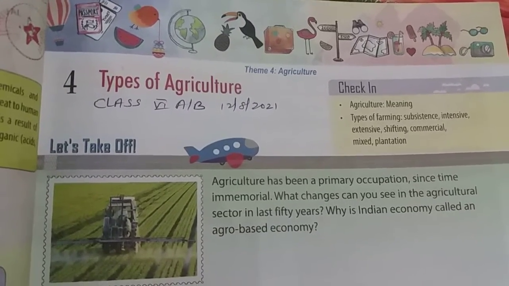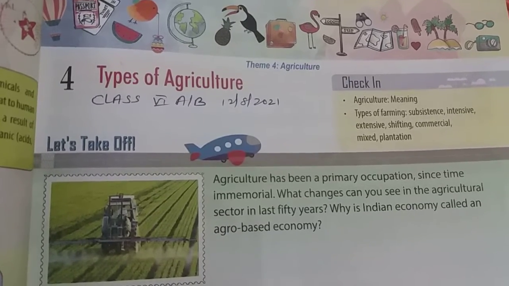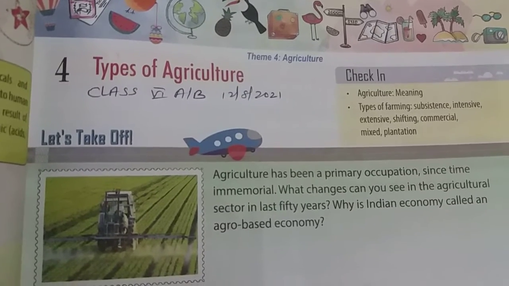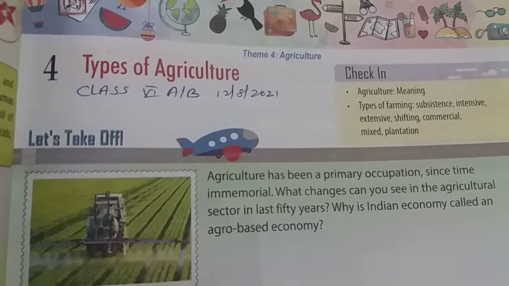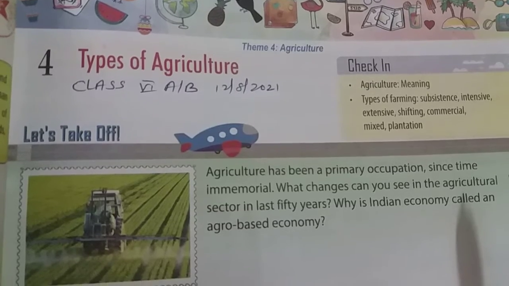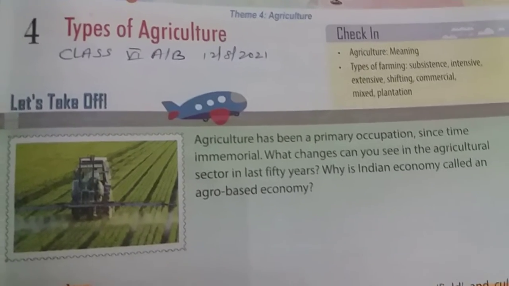And today we are going to study lesson number 4. Here it says the types of agriculture. And check in what we are going to study from here. Here it says agriculture meaning, types of farming, subsistence, intensive, extensive, shifting, commercial, mix, plantation.